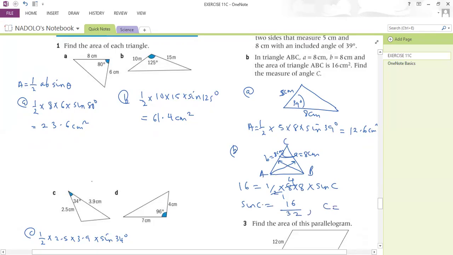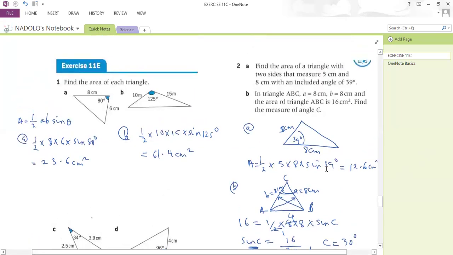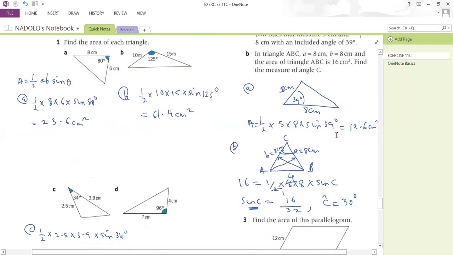So for you to get C, you need to do sine inverse on both sides. So 16 divided by 32 is half. So sine inverse of half should be 30 degrees. Okay, so angle C is 30 degrees, and you should not use a calculator here. They have indicated we just use analytical or algebra to do that.